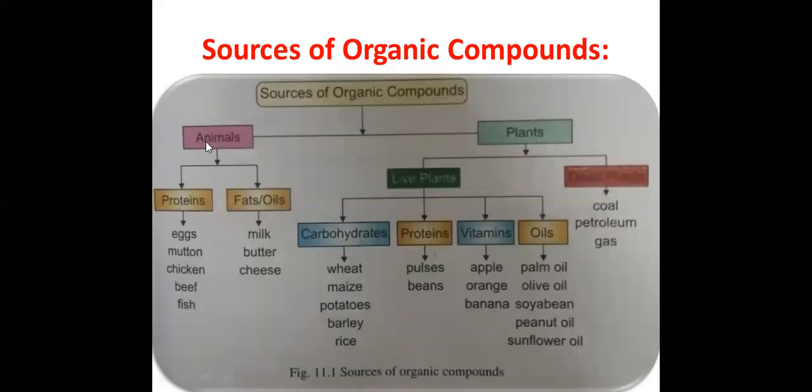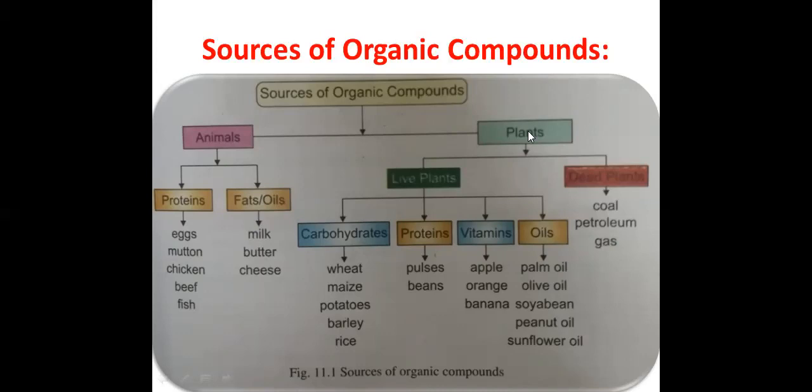From animals, we can get proteins, fats, or oils. The sources of proteins are eggs, mutton, chicken, beef, and fish. And the sources of fats and oils are milk, butter, and cheese.